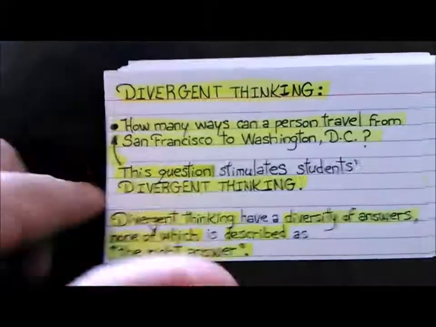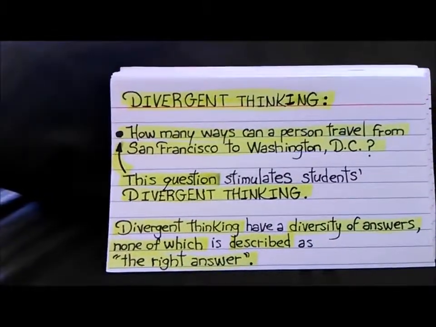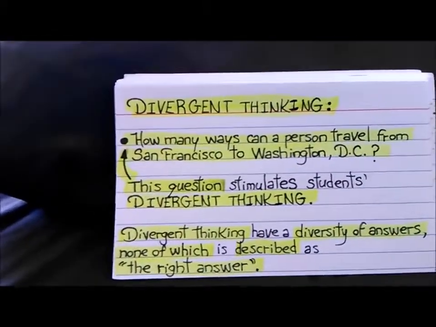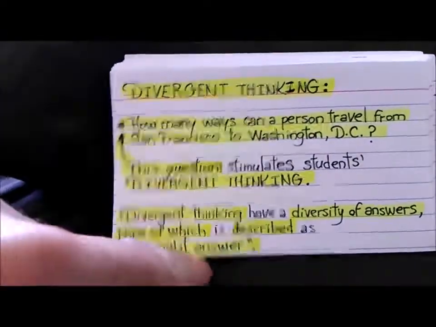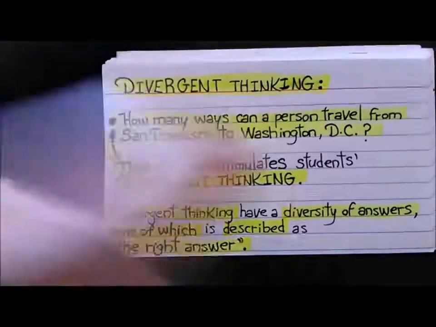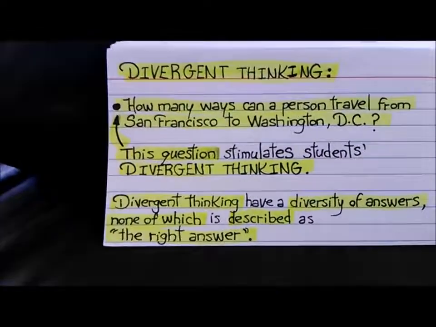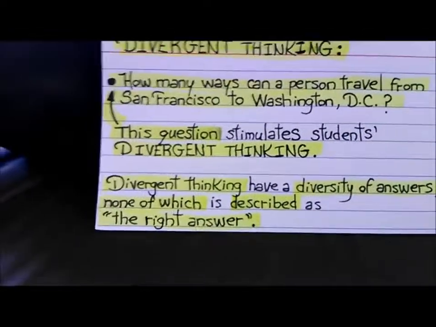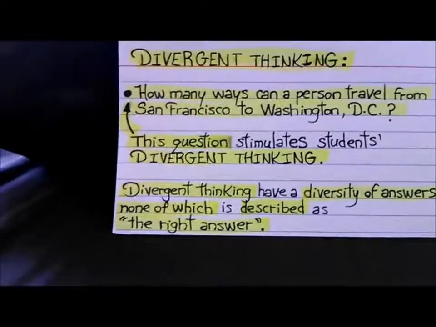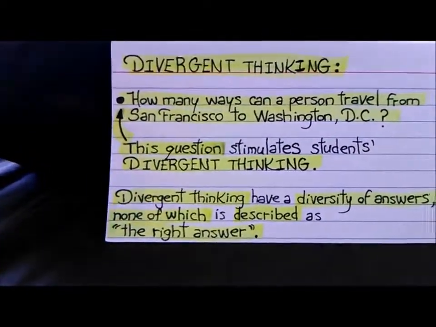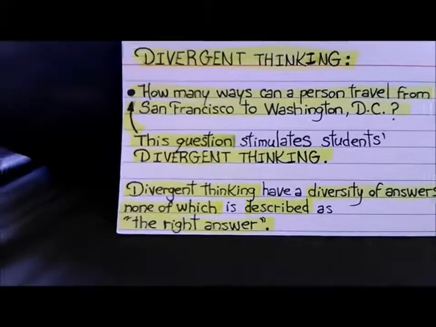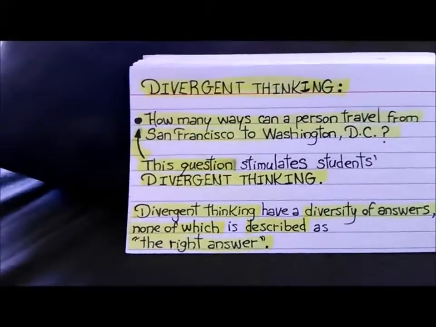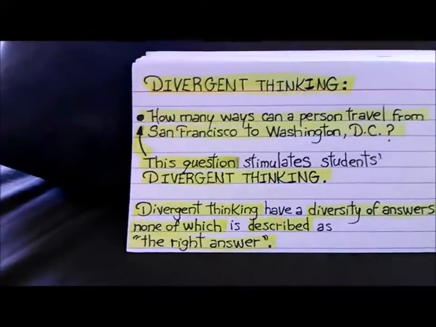Divergent thinking. How many ways can a person travel from San Francisco to Washington, D.C.? You see this type of question? Well, this question right here stimulates students' divergent thinking because they have to figure out, okay, how many ways? Oh, I can go from San Francisco to Washington. I can use a train. I can use a plane. I can use a horse, a skateboard, rollerblade, a bicycle. I can go running, walking, whatever.